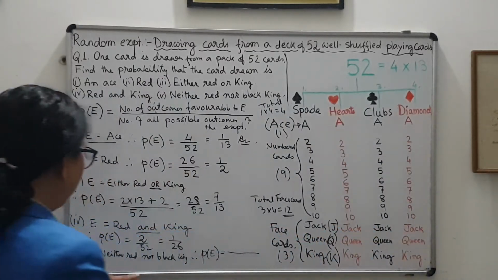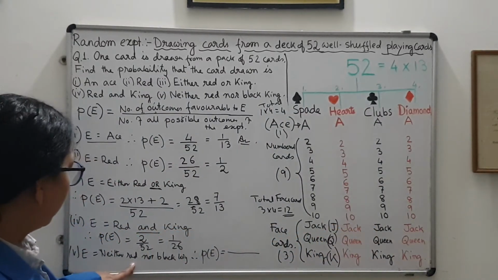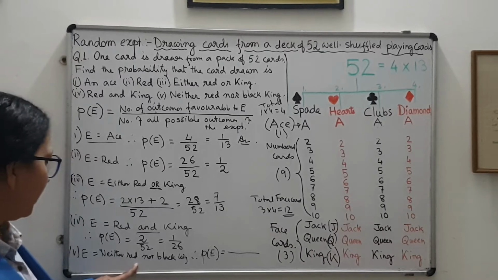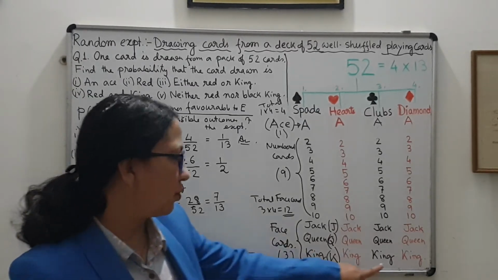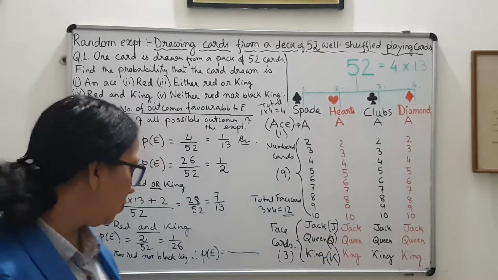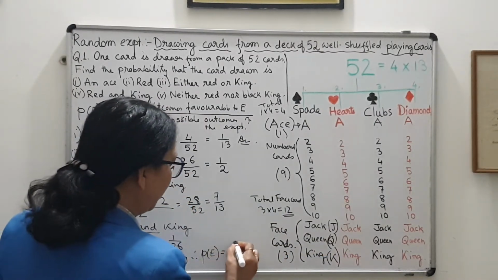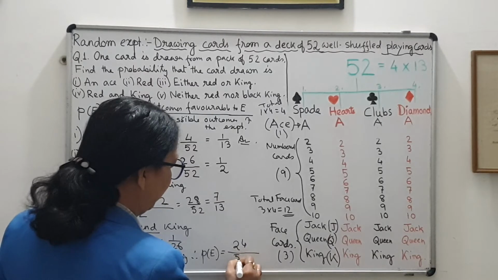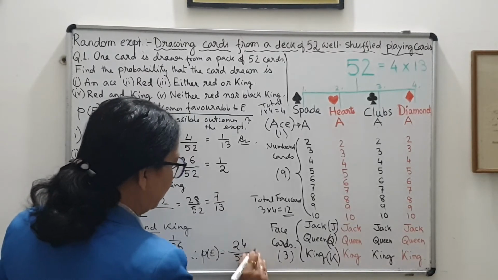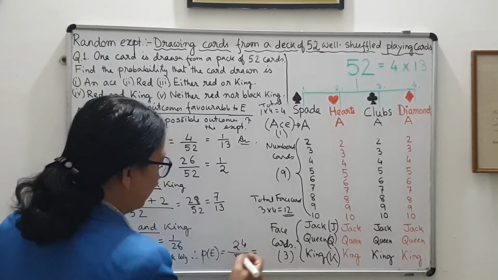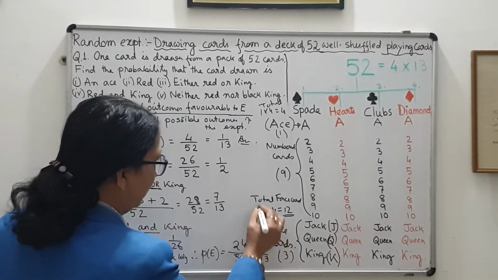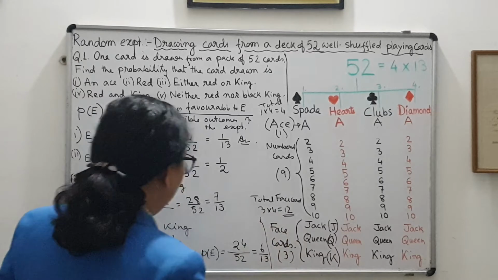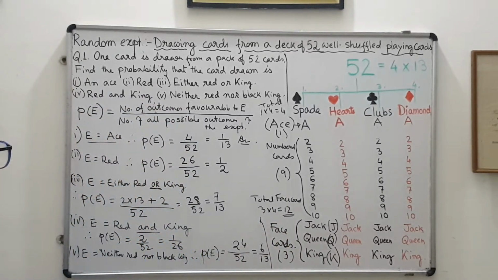So there are total, neither red means they have to be black. So there are total 26 black cards. And since it cannot be black king, I have to subtract these two black kings. So 26 minus 2, that is 24 by 52. So what will be the answer? If I cancel by 4, 4 6s are 24, so 6 by 13. So this is the answer. So in this way, we find out the probability.